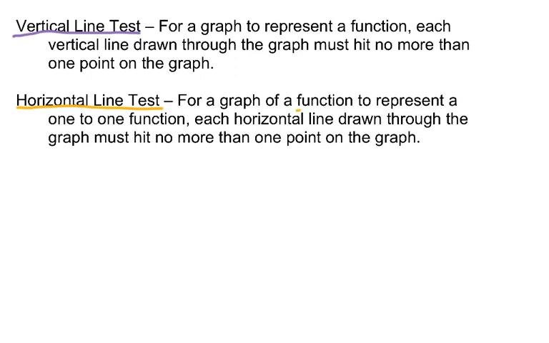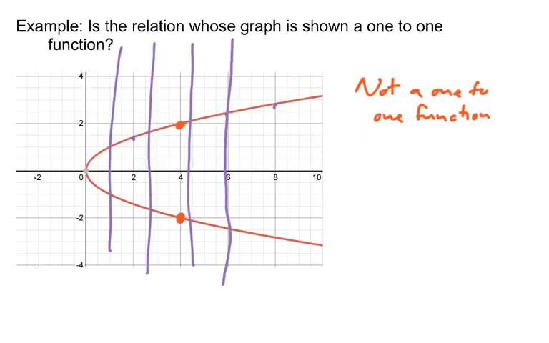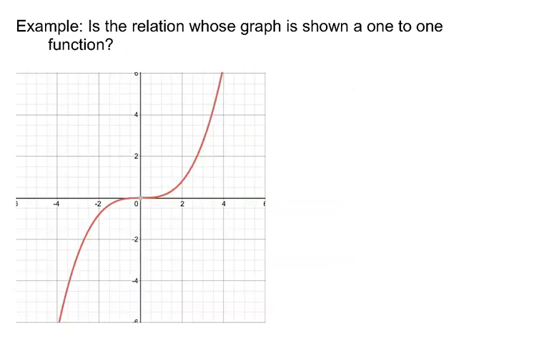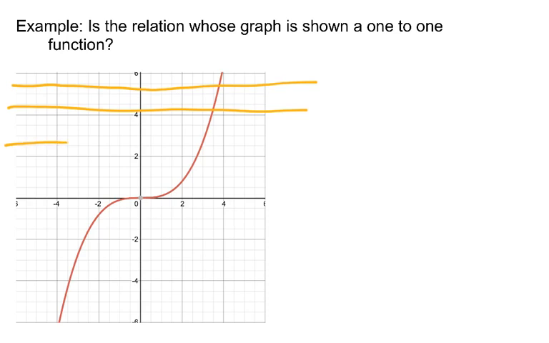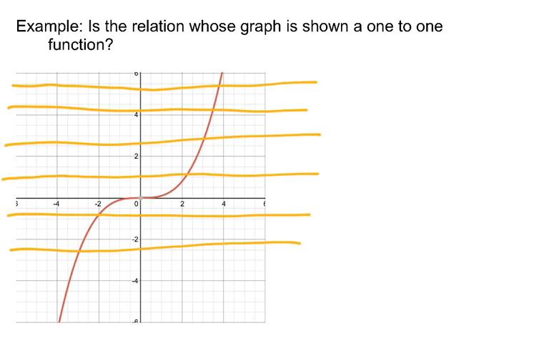For a graph of a function, so you start with a function, to represent a 1-to-1 function, each horizontal line drawn through the graph must hit no more than 1 point on the graph. So this is very similar to the vertical line test. You do the vertical line test first to determine if you have a function, and then you look at the horizontal line test. This one was not a function, so no point looking at that any further. This one was a function, and if you look at what happens whenever you draw a horizontal line through this graph, you only hit 1 point, and that verifies what we had already decided, that that was a 1-to-1 function.